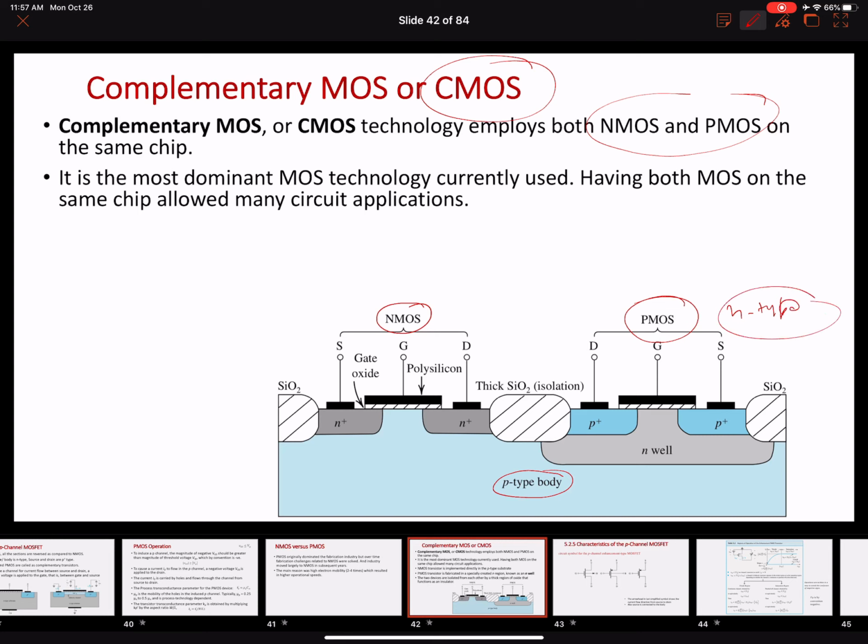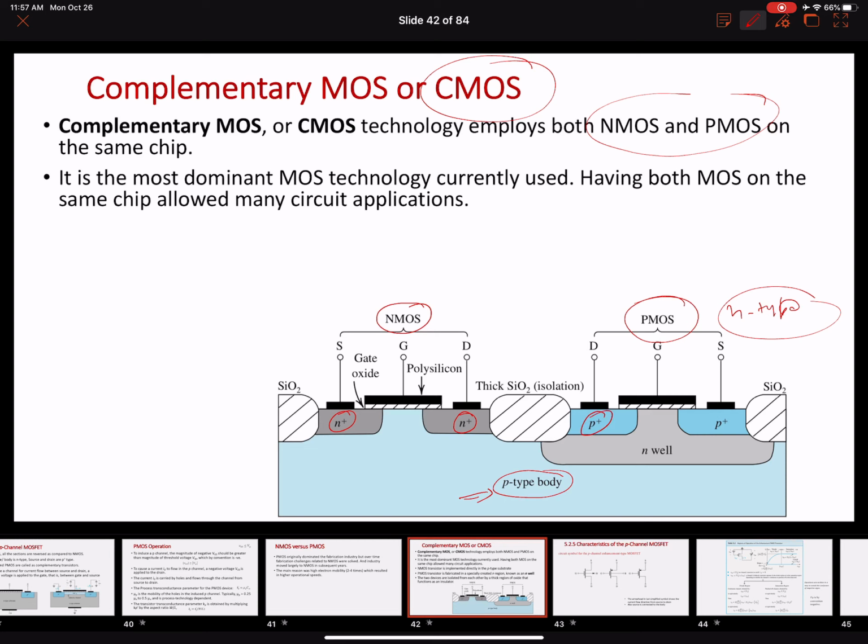So how can you put both the NMOS and the PMOS on the same chip? Okay, let's discuss one transistor at a time. For the NMOS, we have an N-type source, an N-type drain, and a P-type body. So NMOS is good. Let's talk about the PMOS.